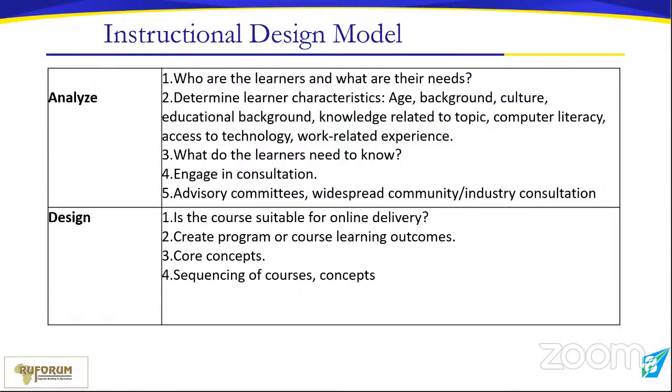Cryptography is a course that largely requires a lot of mathematics. Which kind of mathematics do they know? They have been exposed to it, but there's exposure and knowledge. There's being aware of facts, but there's also application of that fact. So we are talking about determining learner characteristics: their age, their background, their education background, and level of knowledge relevant to a topic.